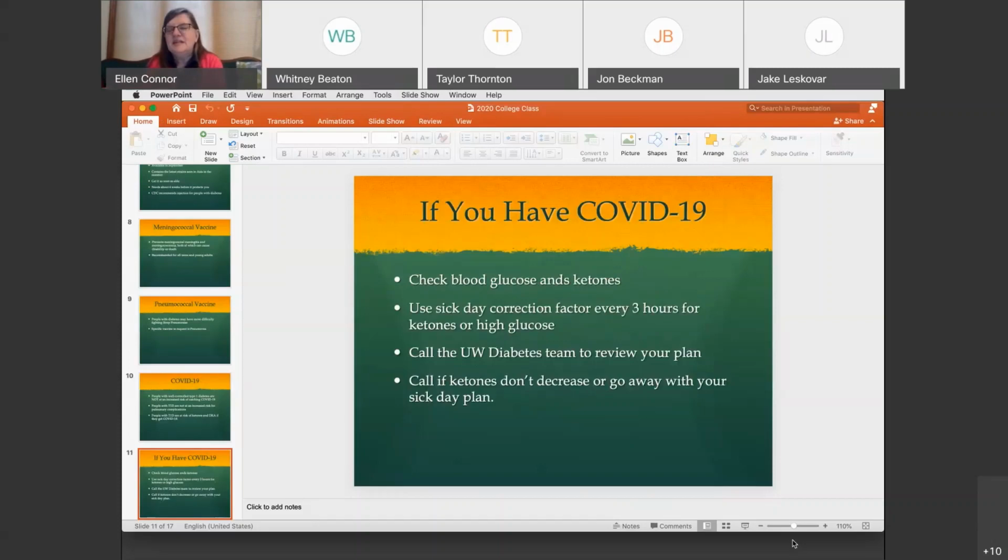Again, if you get COVID-19, talk to your family about it, talk to us about it. Let's have a plan where you're checking your blood glucose and checking ketones, giving insulin every 3 hours. And again, if you start using your sick day plan and the ketones are not decreasing, or they're not going away, or they're going up, then give us a call.